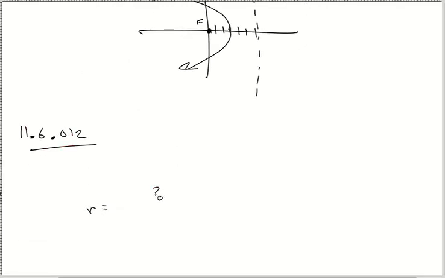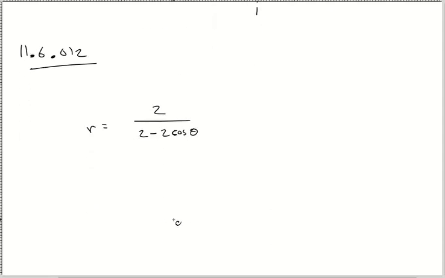11.6.012. I've got r is equal to 2 over 2 minus 2 cosine theta. It's a classic WebAssign kind of question where it just says, okay, now you figure it out, and they leave you in the dust. It's not very nice of them to do this.